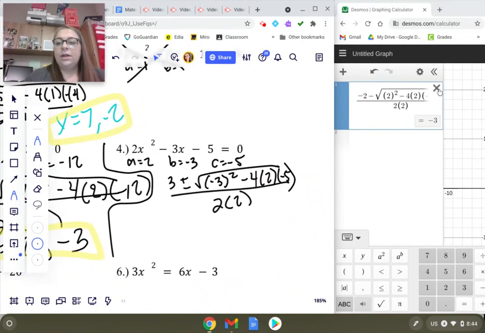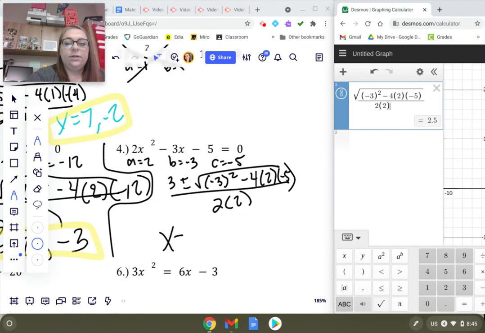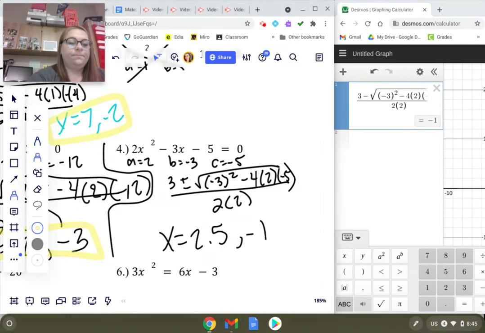And now we plug it into Desmos. Divide first. 3 plus radical negative 3 squared minus 4 times 2 times negative 5, all over 2 times 2. This one gets us a decimal, which is fine, so 2.5. And then we do it again, but with a minus. And that one gets us negative 1.